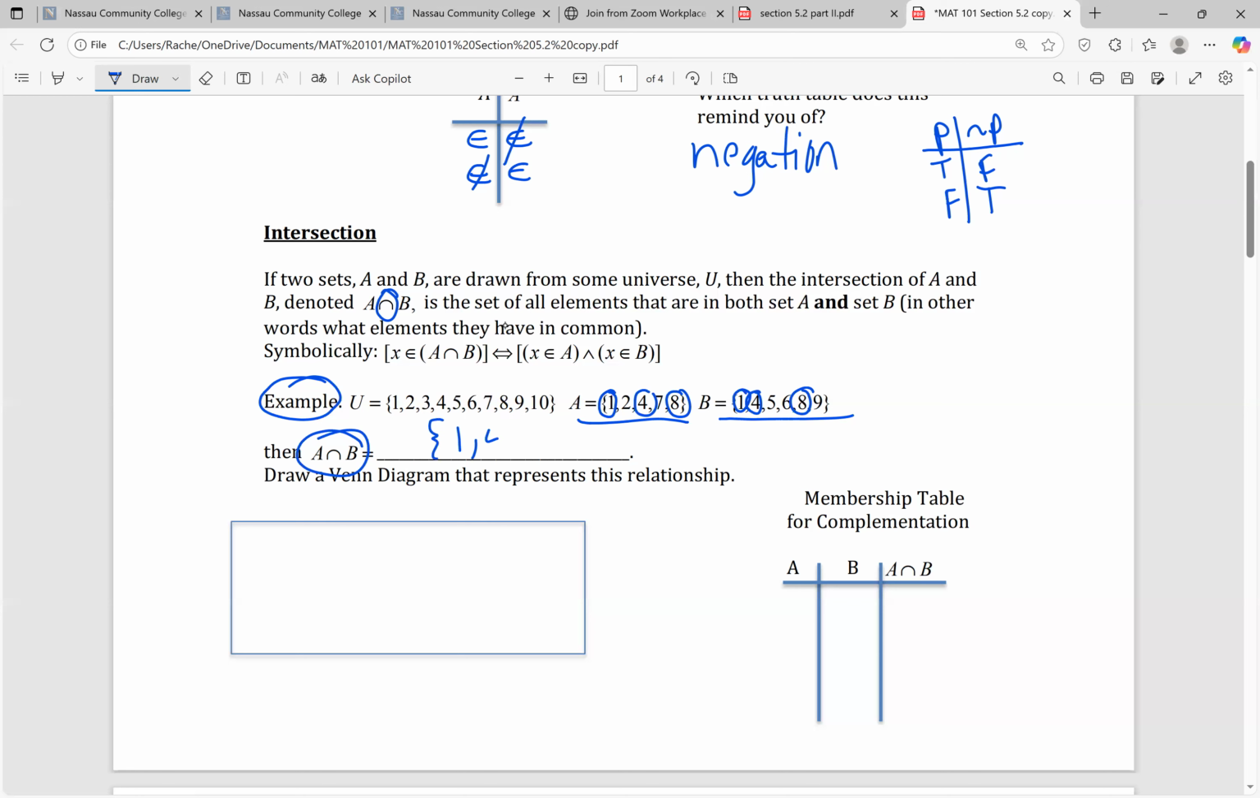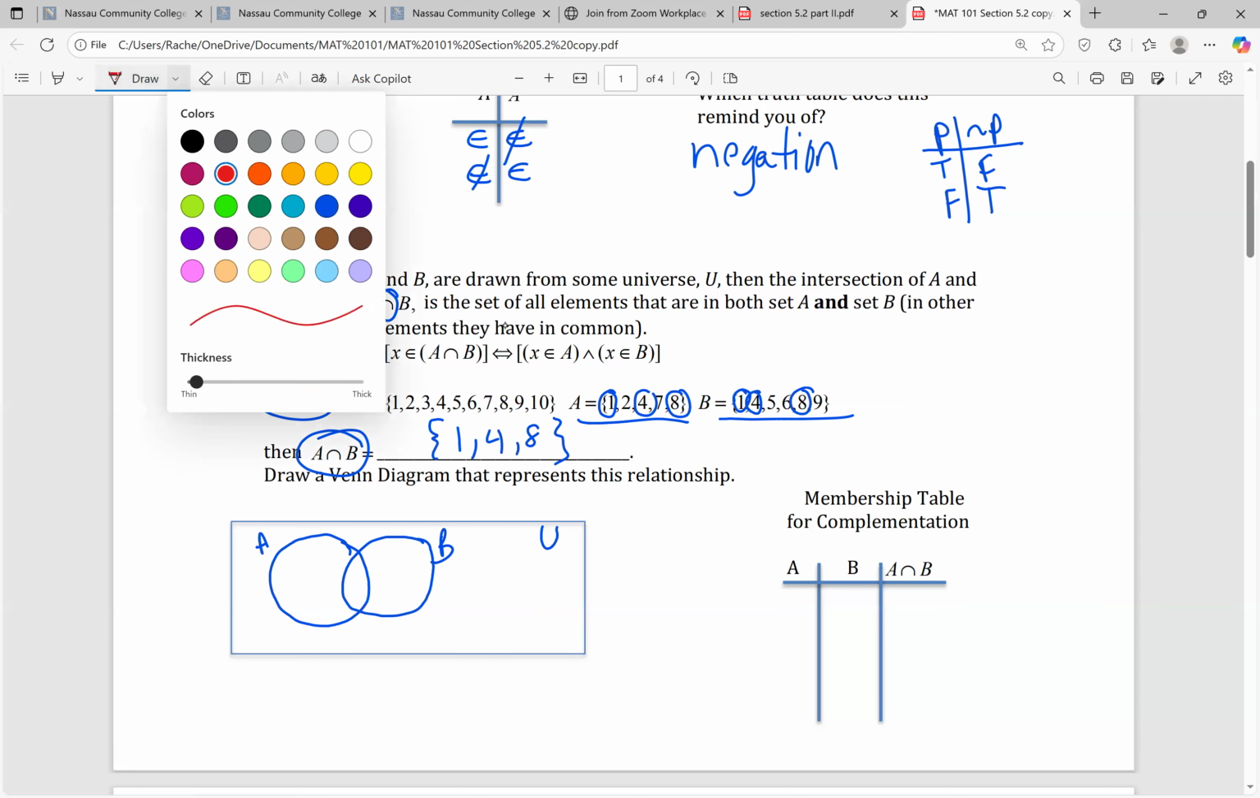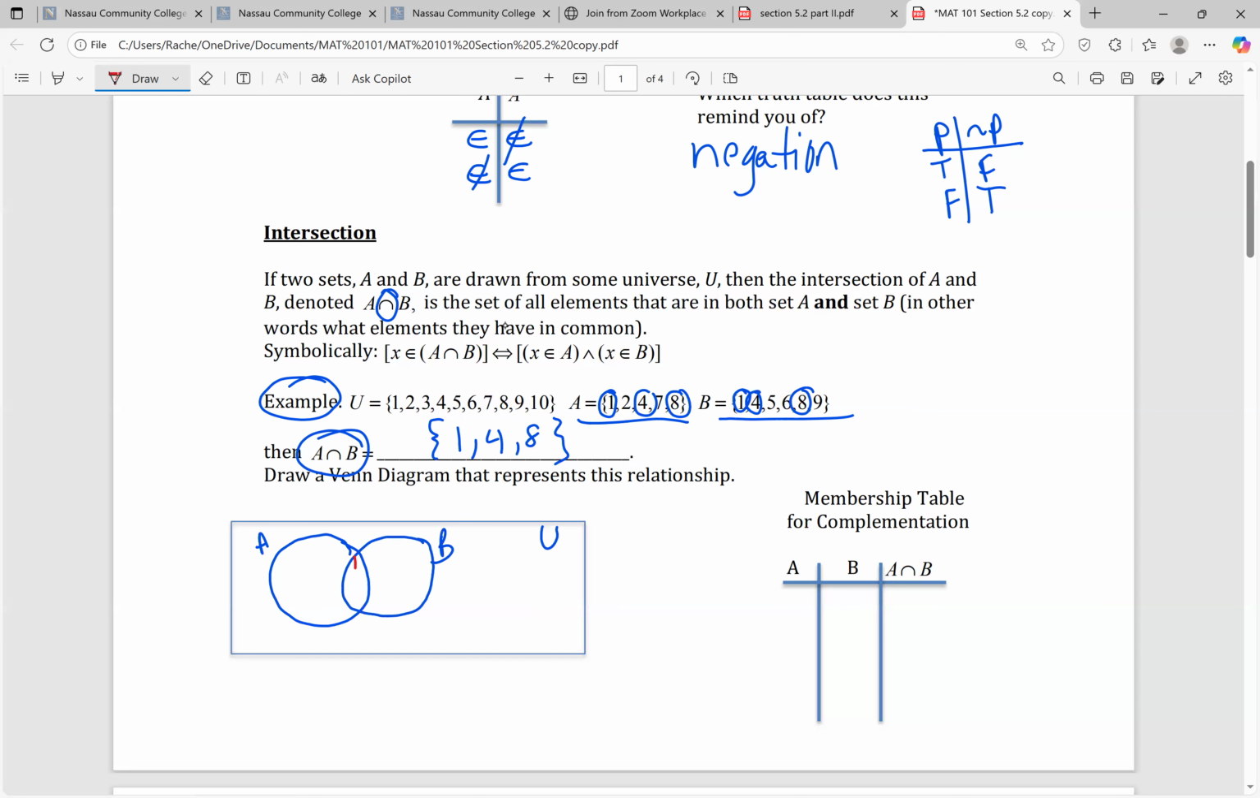And we could draw a Venn diagram to represent that relationship. So here, let's say this is the universal set. Now A and B are going to overlap right where the intersection is. So let's draw two circles that overlap. So here is set A, here is set B. Now where they overlap, that's going to be the intersection, right? So in the intersection, and the overlap is going to go 1, 4, and 8.